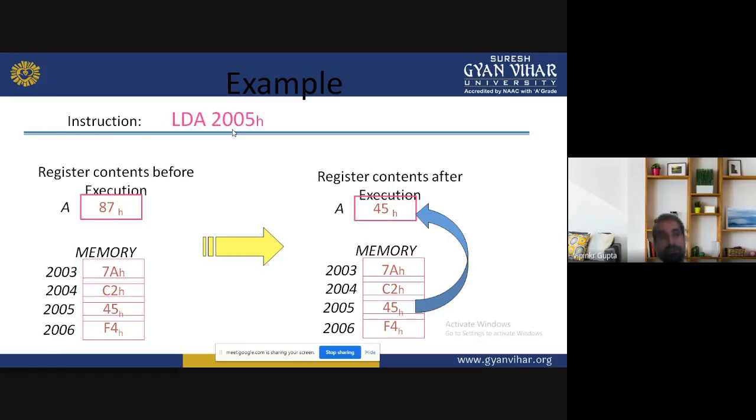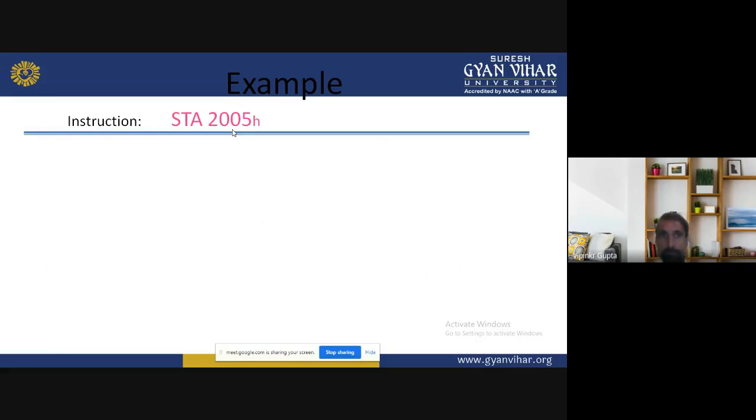And which is the addressing mode? Direct address is given, so direct addressing mode is there. STA 2005. STA means store accumulator. What is the meaning of that instruction? Whatever data we have in the accumulator, that data will be stored in the given location. What is the location? 2005 is the location.